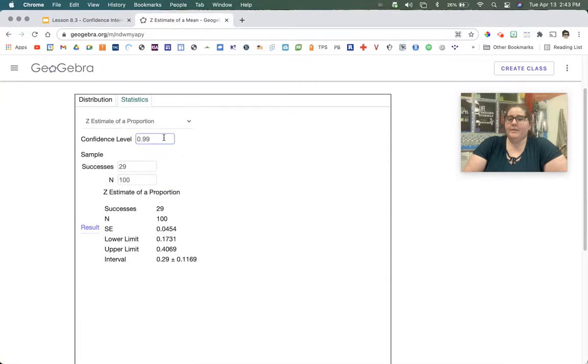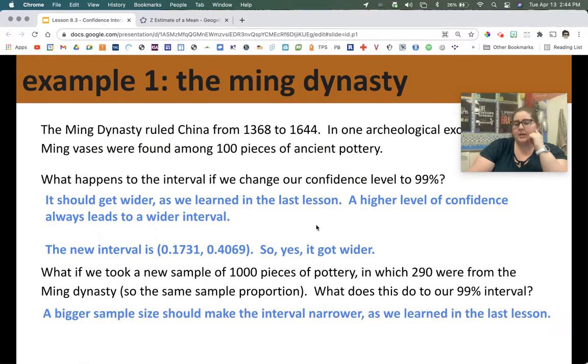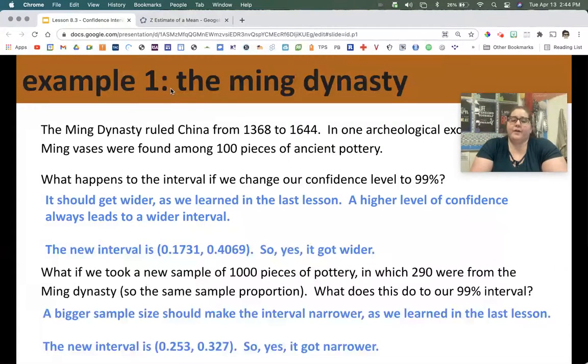So I'm going to go back to my website. I'm going to keep the 99%, but I'm changing this to, we have 1,000 in our sample and 290 of them were successes, were from the Ming Dynasty. So I have my lower and upper limit. If you look at the actual interval part, we can see that 0.29 stayed the same as what it was before, right? Before, 29 out of 100, it was 0.29. But now we're saying 290 out of 1,000. So I still have 0.29 as my sample estimate, and now my margin of error has changed. And that gives me a new interval of 0.253 to 0.327. So a bigger sample size made the interval narrower. And in this example, our new interval is 0.253 to 0.327.